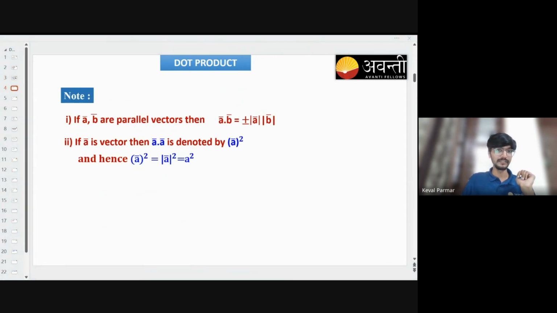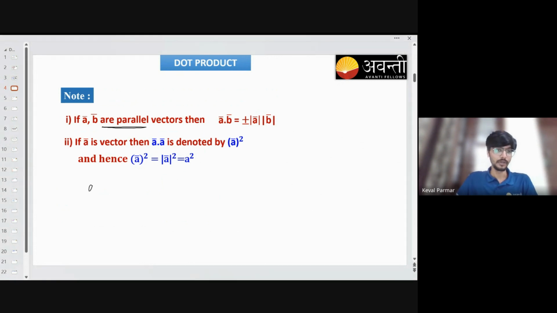This we already discussed. If A bar and B bar are parallel, in parallel we have 2 cases. What are those 2 cases? Like parallel and unlike parallel. Like parallel, both in same direction. Unlike parallel, both in opposite direction. Plus is for like parallel, minus is for unlike parallel. Got it? Now, this second note is also important.